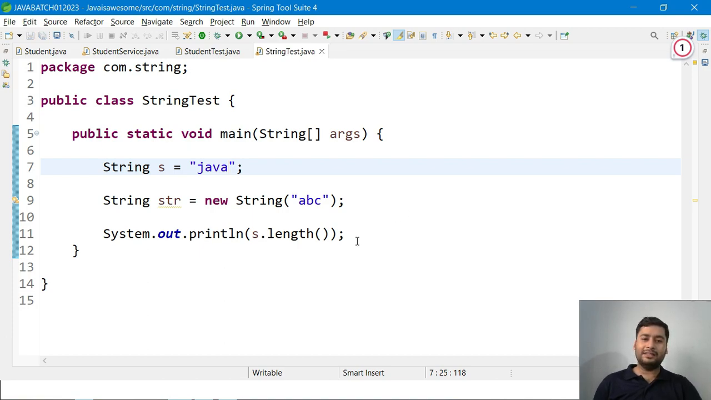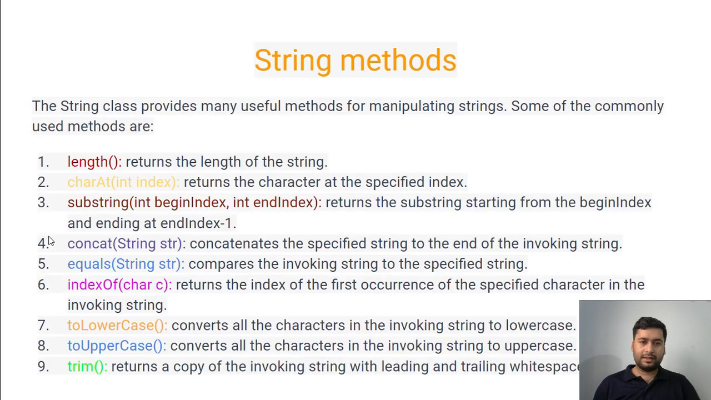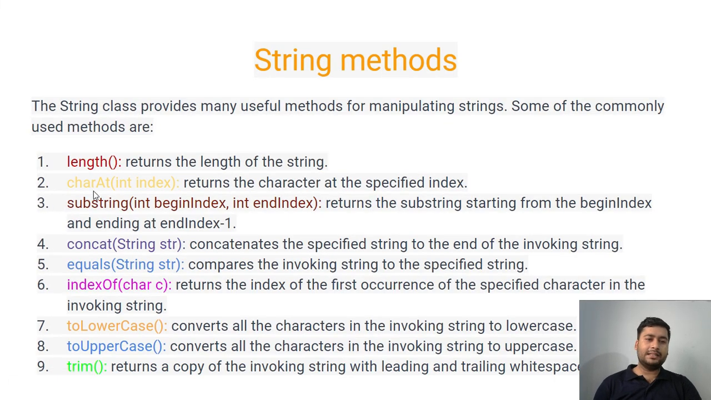Let me go to the slide. The second method is called charAt. It will take one index. This is an already predefined method. We just need to call it with the string object reference. We need to pass the index of a particular character of the string, and it will return the character at the specified index.